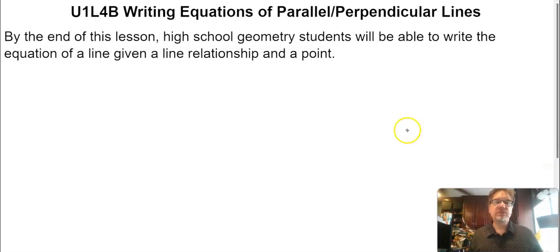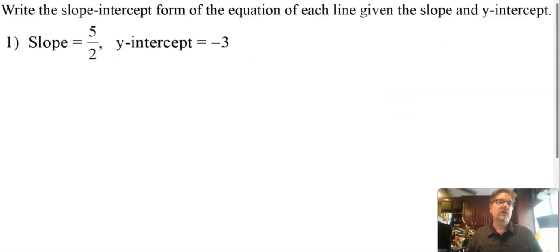Alright, everybody, let's do some of these problems about writing equations of parallel and perpendicular lines together. So let's write the slope-intercept form of the equation for this line. I am giving you slope and I am giving you y-intercept. Now, if I give you slope and y-intercept, I immediately think y equals mx plus b.